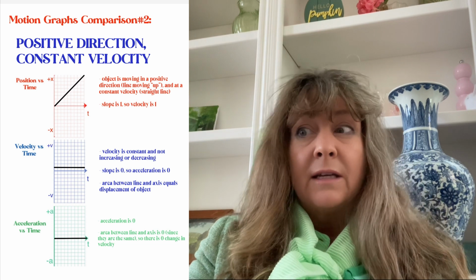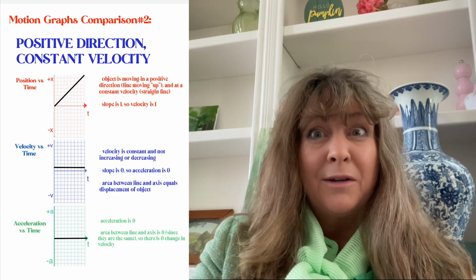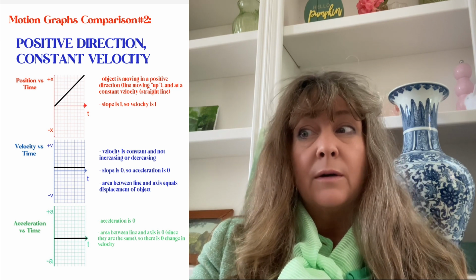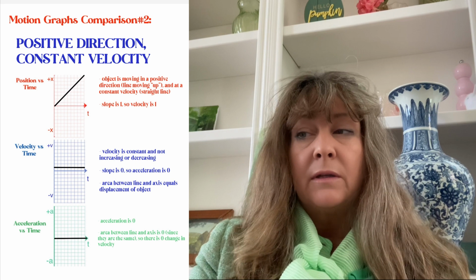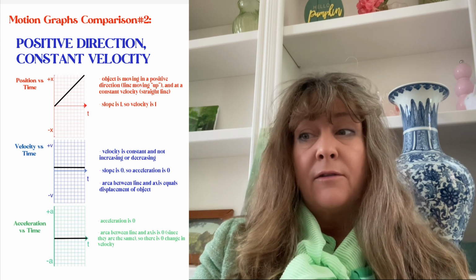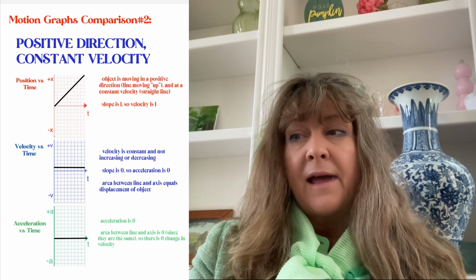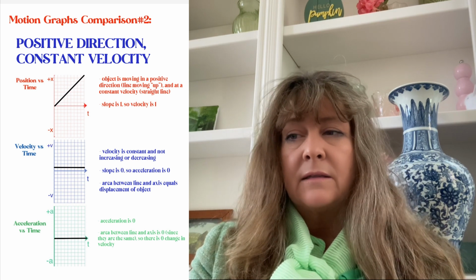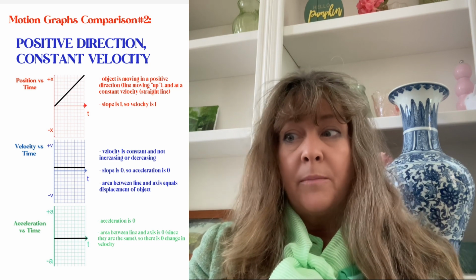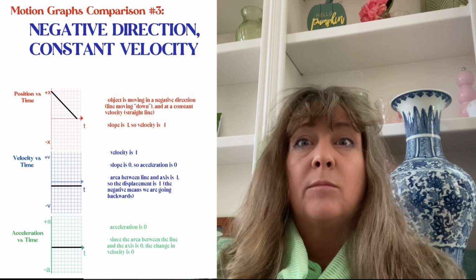Going down to the next one, the velocity is constant, and it's not increasing or decreasing, hence the slope is 0, and so the acceleration is 0. And the area between the line and the axis equals the displacement of the object. All right, so then this third graph, acceleration is 0, since the velocity wasn't changing. And the area between the line and the axis is 0, so there's 0 change in velocity.